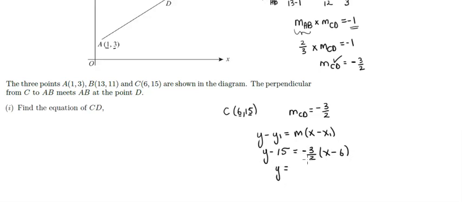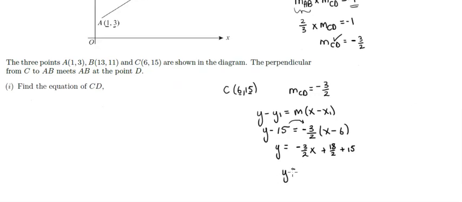So y is going to be equal to minus 3 over 2x. Minus 3 over 2 times minus 6 is positive 18 over 2, which will give us 9. And then to remove the minus 15 from the left side, we have to add 15 to both sides. So we have plus 15. So this means that y is equal to minus 3 over 2x, and then 9 plus 15 is plus 24. So that's the equation of CD.